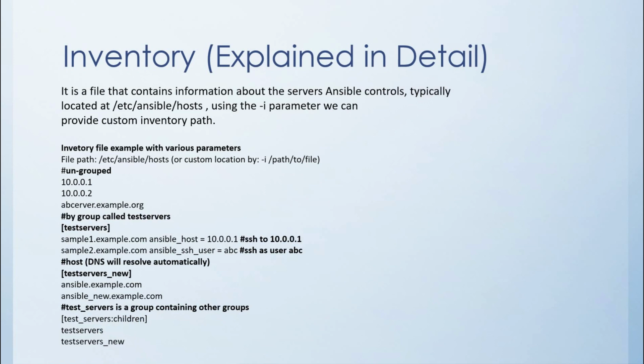So what we did in this video: we had a quick overview of what inventory is, what the other types of inventory are, and how we declare them with various parameters, using groups, specifying only DNS, or using the children method.